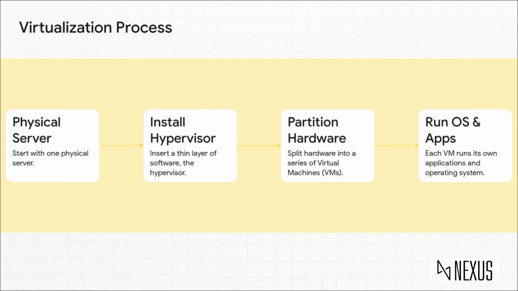And here's the powerful part. Each VM is a completely blank slate. You can run Windows on one, a totally different flavor of Linux on another, side by side on the exact same piece of hardware. And here's the crazy part. Neither one has any idea the other's even there.